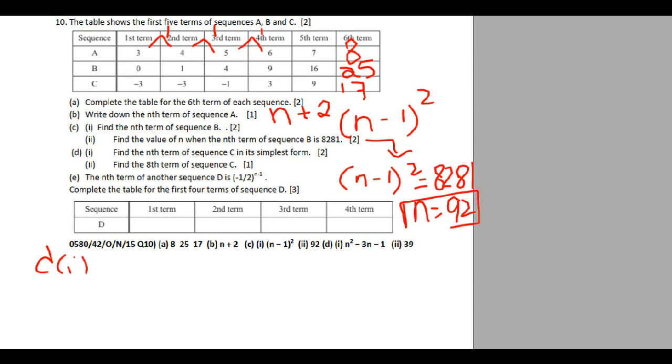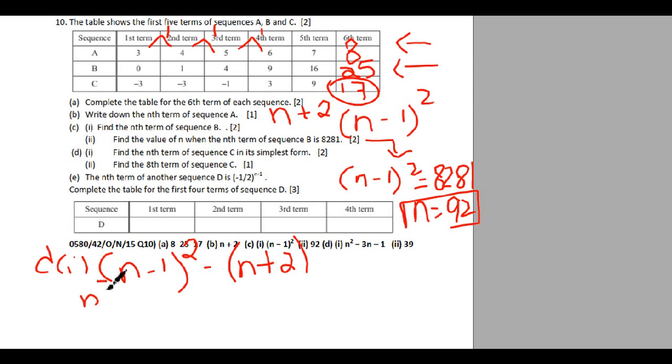Part D, 1. Find the nth term of sequence C in its simplest form. So we were getting this number by subtracting the numbers of one row from the other. So the nth term will be the second row's nth term minus the first row's nth term. Opening this will give a square minus 2ab plus b square, minus n minus 2. The simplified answer will be this.